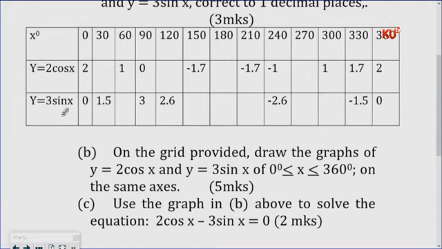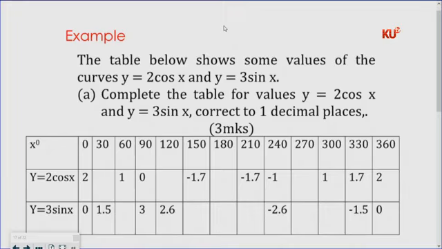So that means we shall be drawing these two curves on the same axis, on the same graph. Then finally, we shall be using the graph to solve this particular equation, 2 cos x minus 3 sin x is equal to 0. So if you look at this, 2 plus 5, that is 7, 7 plus 3, you get 10 marks. And these are the questions that you should be expecting to encounter in any given exam in mathematics. 10 marks. These are questions from section 2.